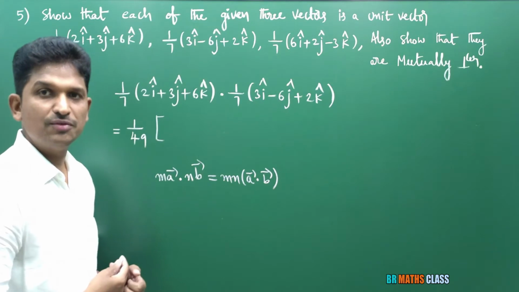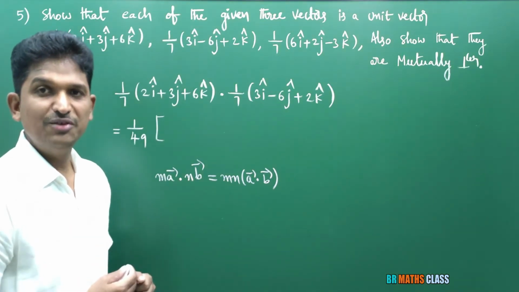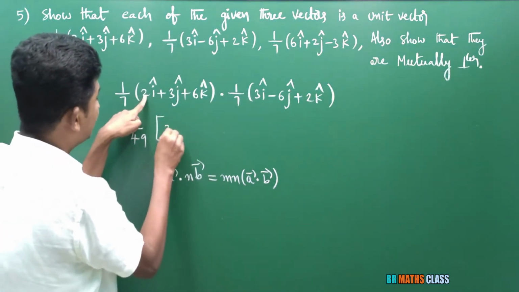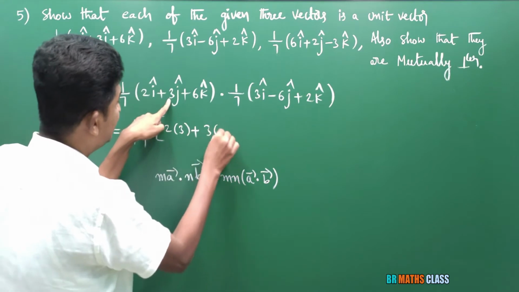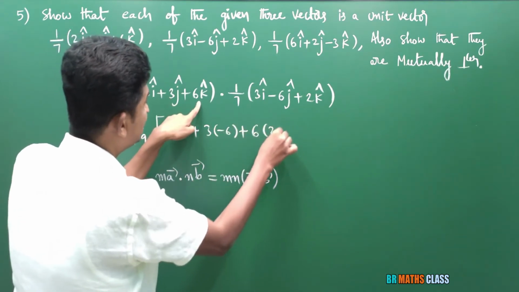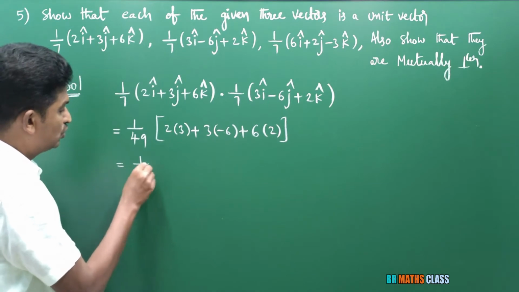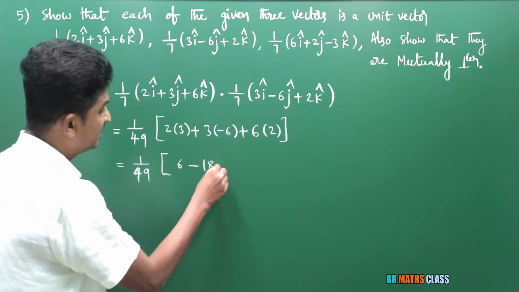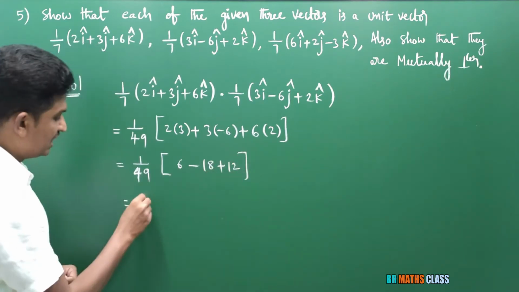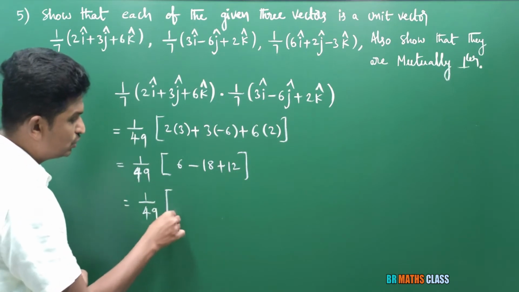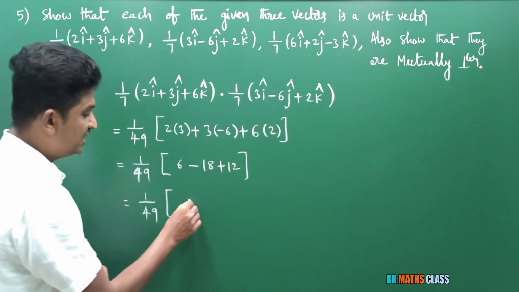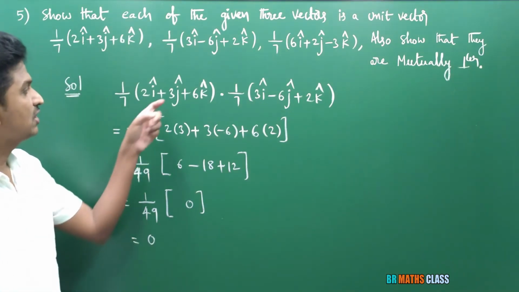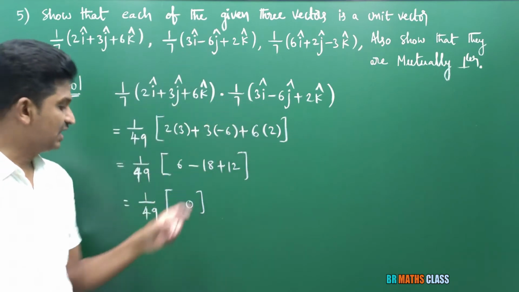How to calculate dot product of these two vectors? You know the formula. A1 b1 plus a2 b2 plus a3 b3. Okay, 2 into 3 plus 3 into minus 6 plus 6 into 2. Okay, that equals 1 by 49 into 2 3s are 6, minus 18, plus 12. So that equals 1 by 49 into 6 plus 12 is 18. 18 minus 18 is 0. 1 by 49 into 0 is 0. So what I got? I got that the dot product of the first two vectors is 0.